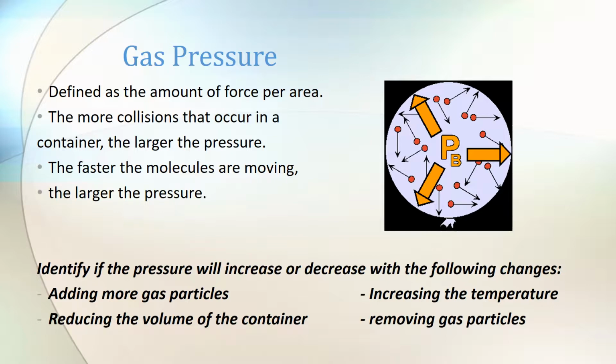Changing the volume of the container will also change the pressure. If I increase the amount of volume in the container, there's more space for the particles to move and therefore fewer collisions. Lastly, if I change the temperature, I can also change the pressure. Remembering from the slide before, if I increase the temperature, I increase the kinetic energy of the particles. This means they're moving faster, so they're colliding harder and far more frequently.